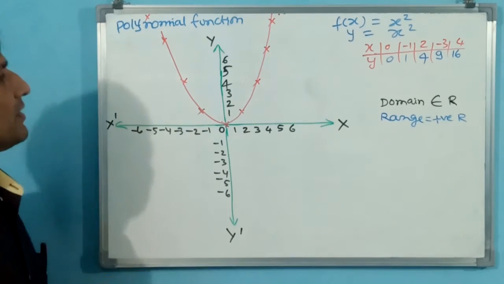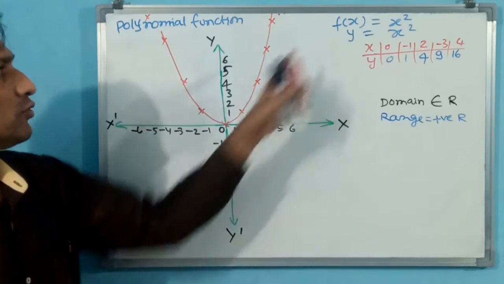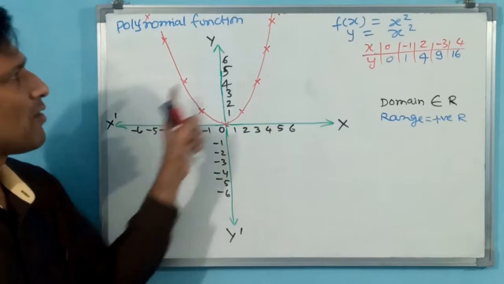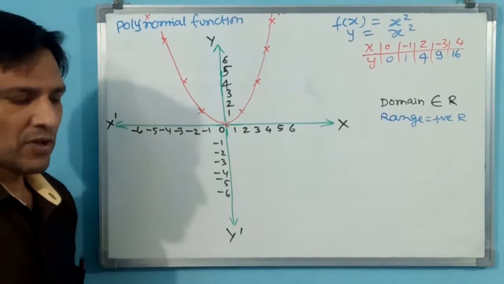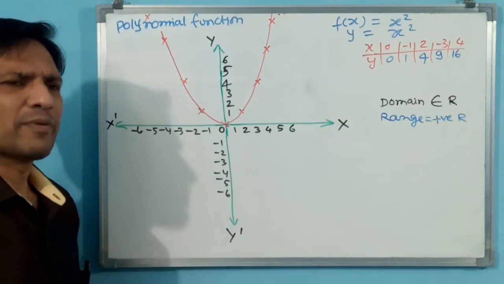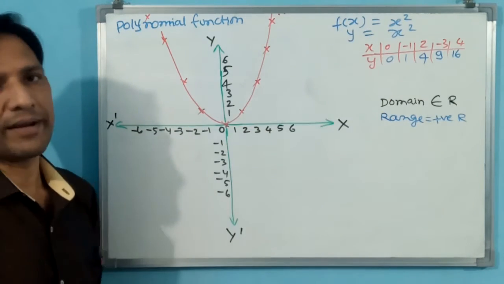Okay. Graph will be like this. This is a graph of x square. See, polynomial function x square, x cube, several are there, but I have drawn only for x square. We go for some other functions. In polynomial, different types of polynomials we did not see. One polynomial we have seen, that is x square.